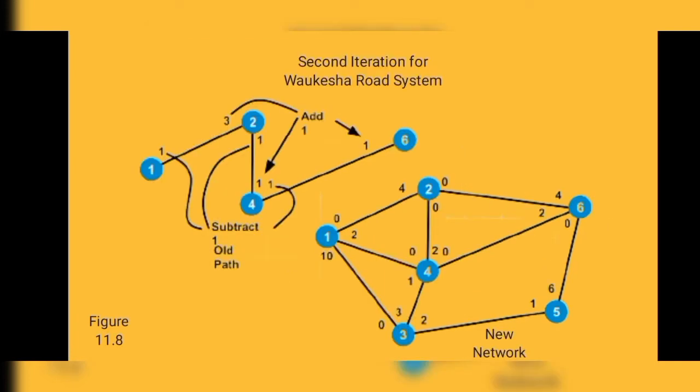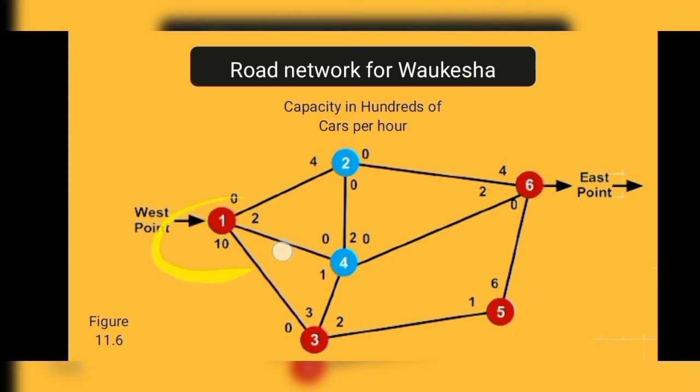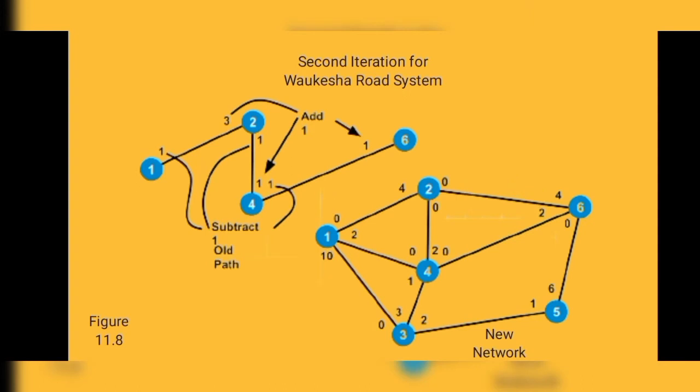And we had to adjust, add and subtract. That's why we came up with this. And so on and so forth. Our last path here is node 1 to node 3 to node 5 to node 6. So that's why we come up with this.